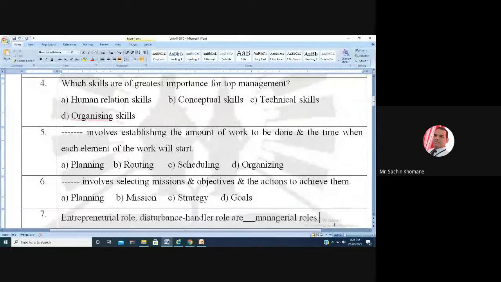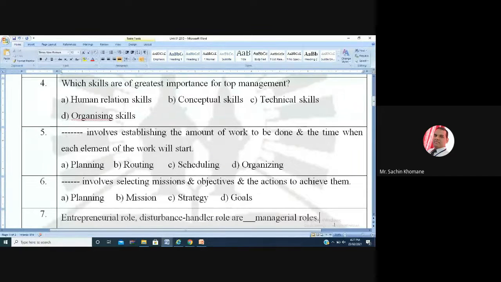Then fifth number: dash dash involves establishing the amount of work to be done and the time when each element of the work will start. Any guess? Establishing the amount of work to be done means what should be done in future. So if it is related to the future, then planning is the right answer, because planning is always done in advance for the future.